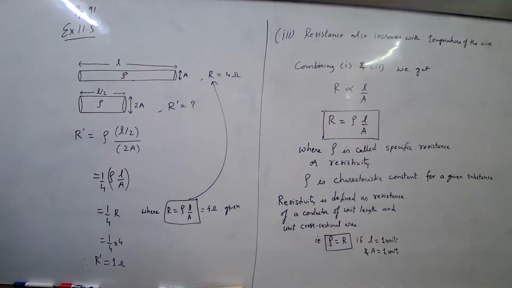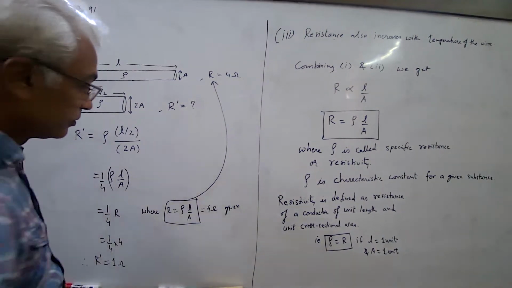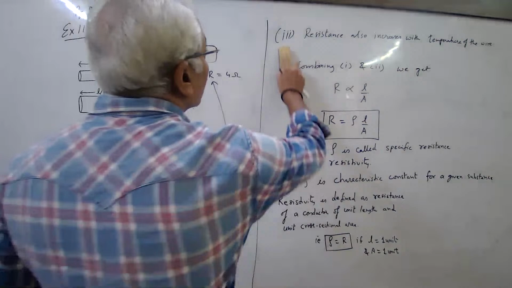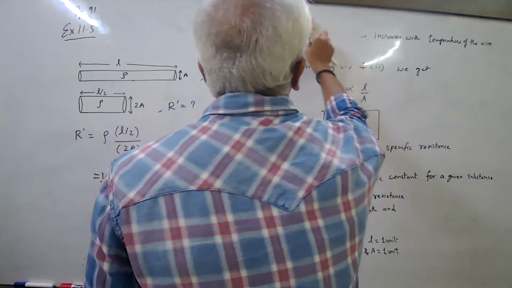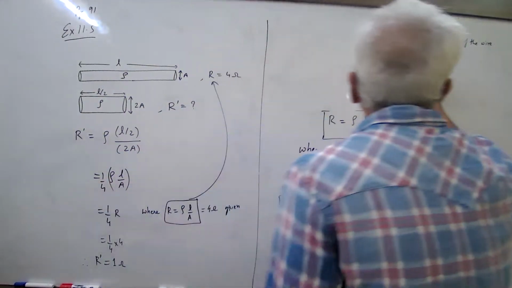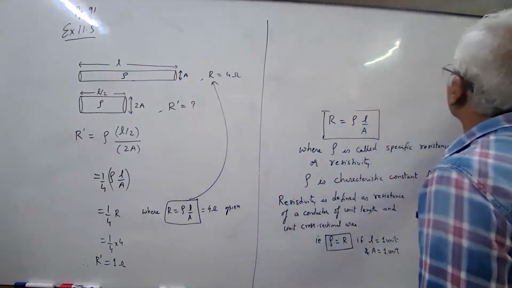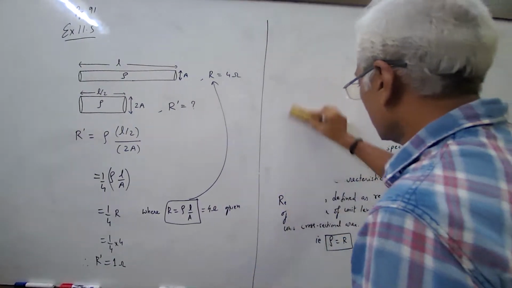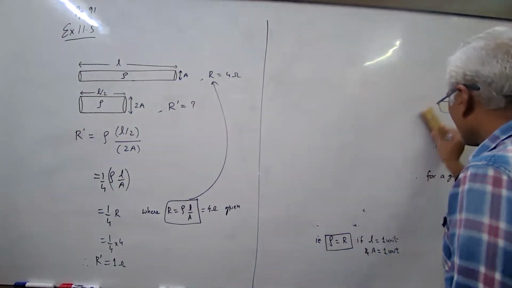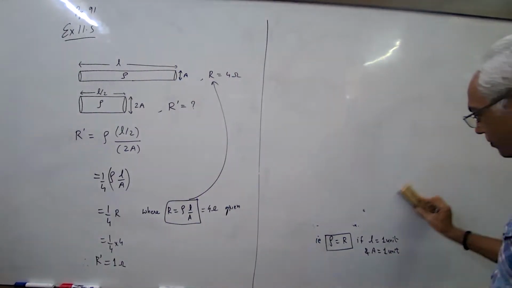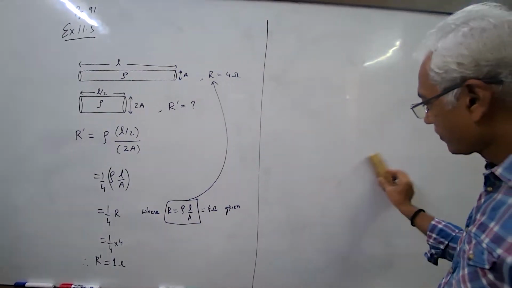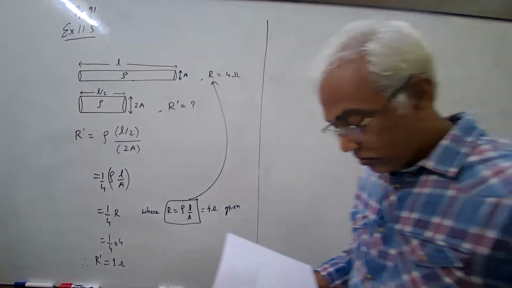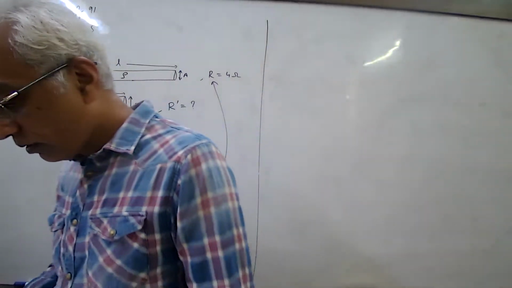Okay, next question you try now. Next question is 11 point... What we did was 11.5. Now 11.6. So somebody read example 11.6.